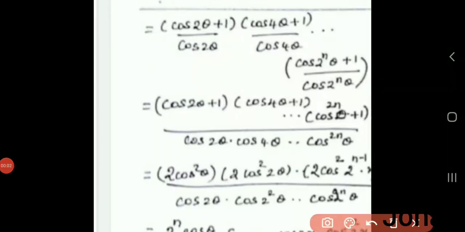Here we can take the LCM: (cos 2θ + 1)/cos 2θ into (cos 4θ + 1)/cos 4θ, etc., (cos 2^n θ + 1)/cos 2^n θ. At the numerator we can write this as factors: (cos 2θ + 1)(cos 4θ + 1) ... (cos 2^n θ + 1), divided by, at the denominator, just factors as well: cos 2θ, cos 4θ, and it goes on till cos 2^n θ.